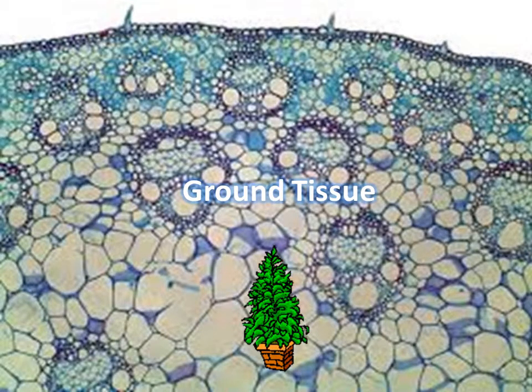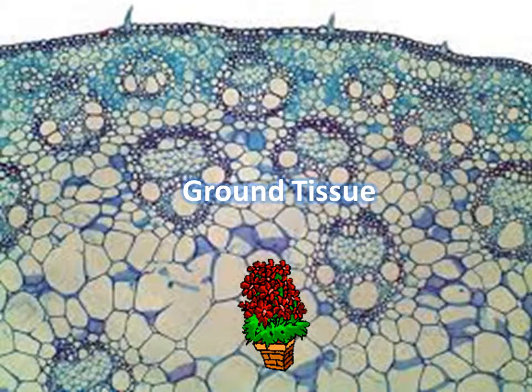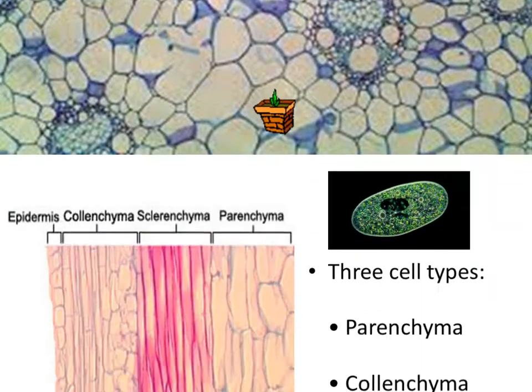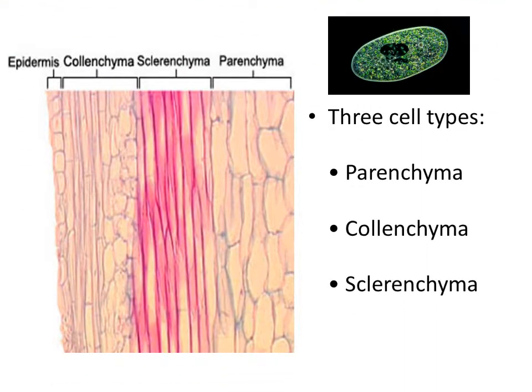Ground tissue. Ground tissue is between the dermal and vascular tissue. The three cell types for ground tissue are parenchyma, collenchyma, and sclerenchyma.